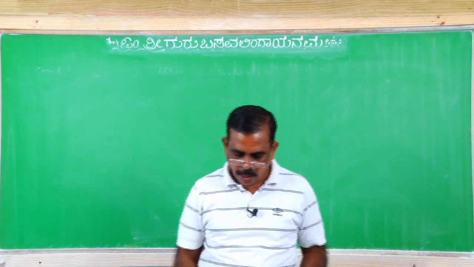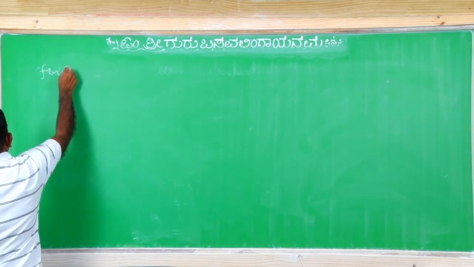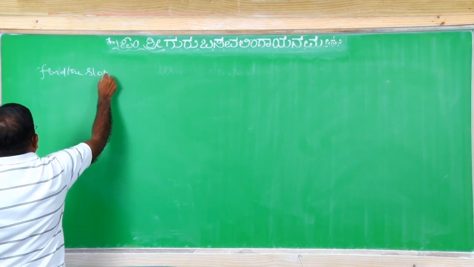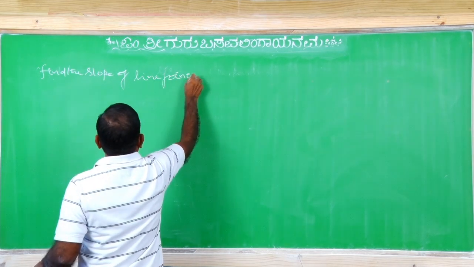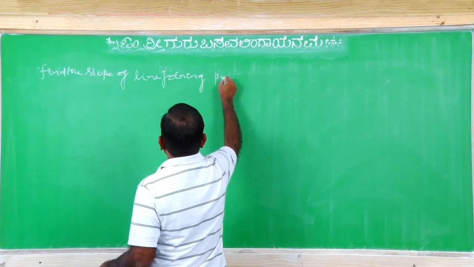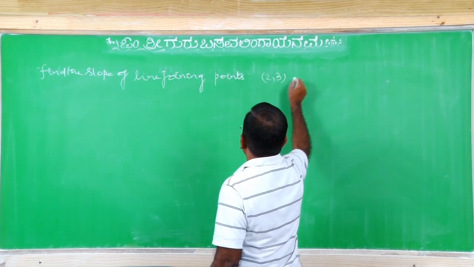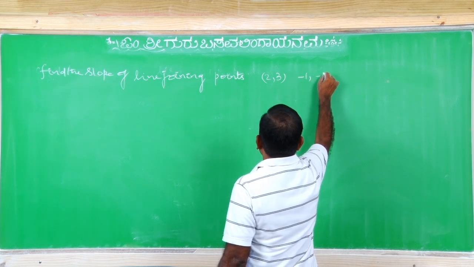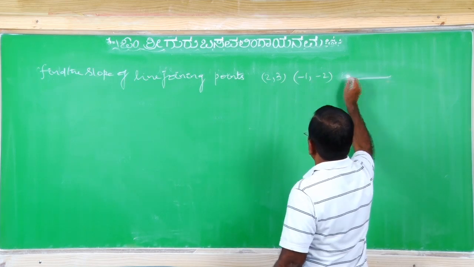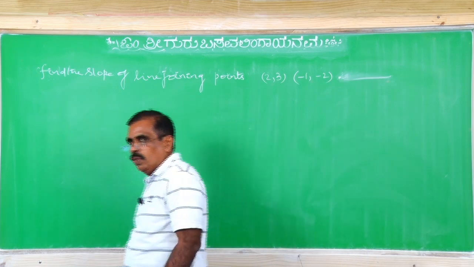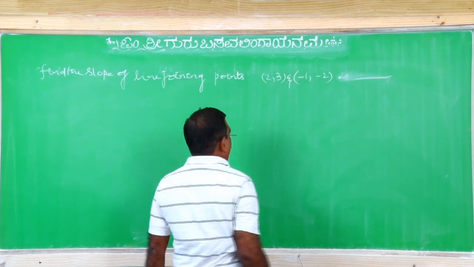Find the slope of the line joining points 2, 3 and -1, -2.